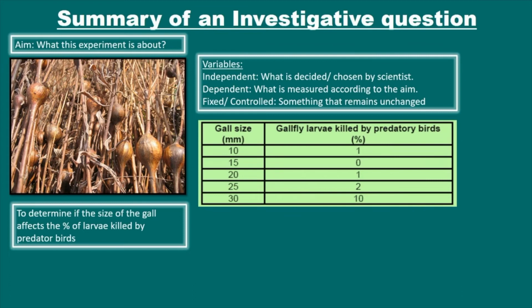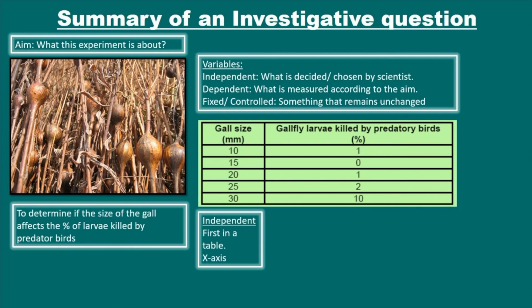Then we have variables. So this is the biggest problem for matriculants, and this is actually quite easy. The only difficult one is your fixed or your controlled variable. So the independent variable is what's decided, or the variable that's chosen by the scientist. And in this case, it was the size of the gall. So the size of the gall was chosen by the scientist. Then the dependent variable is what is measured. This is something that cannot be controlled by the scientist. So in this case, it will be the percentage of gall fly larvae that's killed by predators. And then your fixed or your controlled variable is something in this experiment that's kept constant or unchanged. Because as soon as you change it, it's going to influence the results of your experiment.